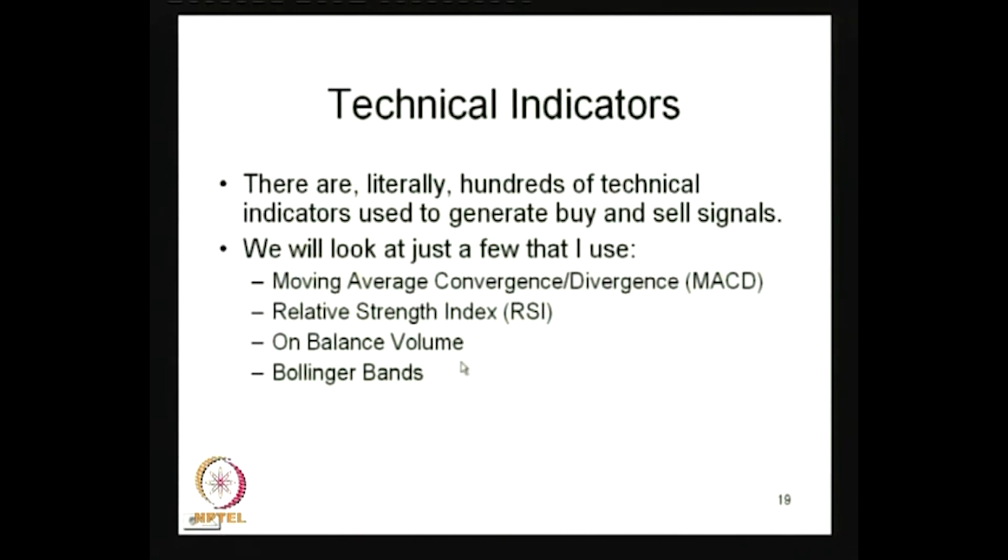Then there are technical indicators. There are literally hundreds of technical indicators we have to know to generate buy and sell signals in the market. Generally we use the moving average convergence divergence method. Another indicator is the relative strength index, then another is on-balance volume, then the Bollinger Bands. These are very popularly used technical indicators in the market to know whether we should buy the stock or sell the stock.